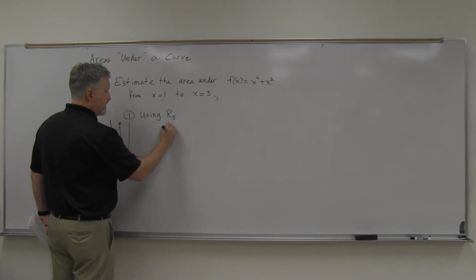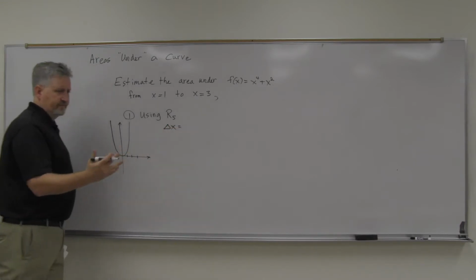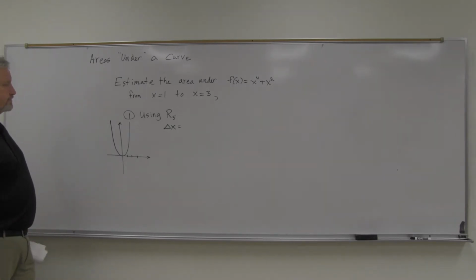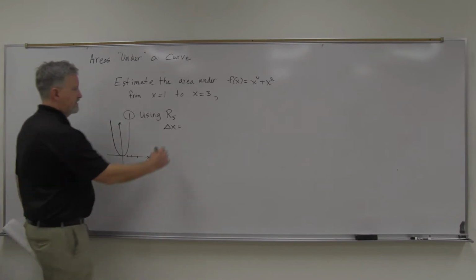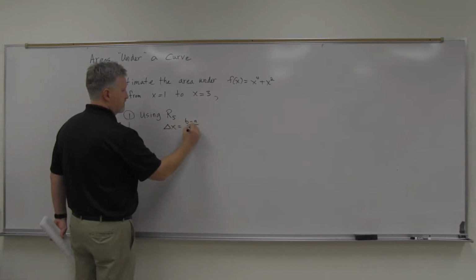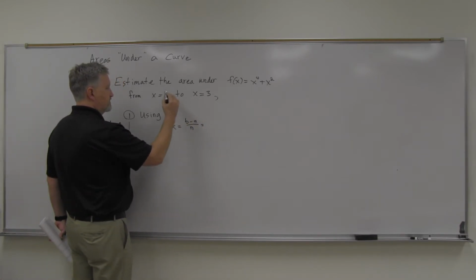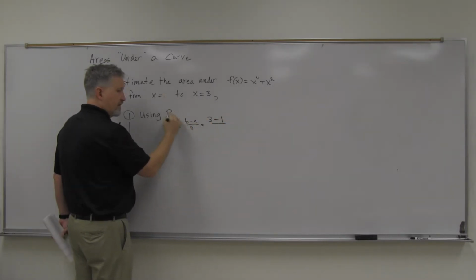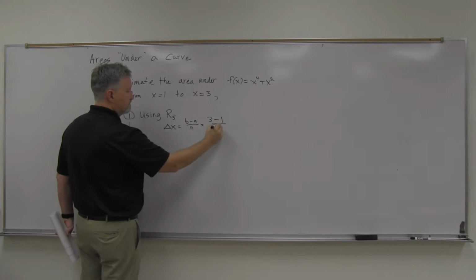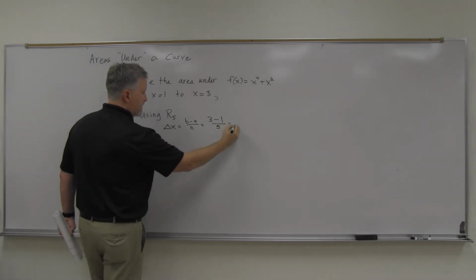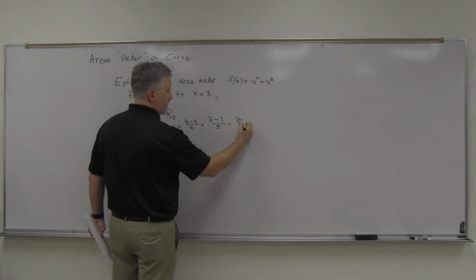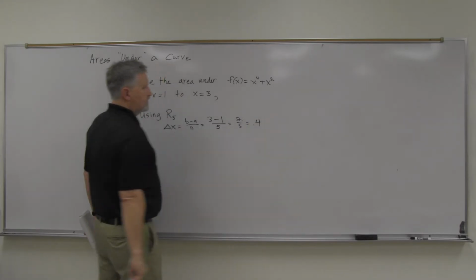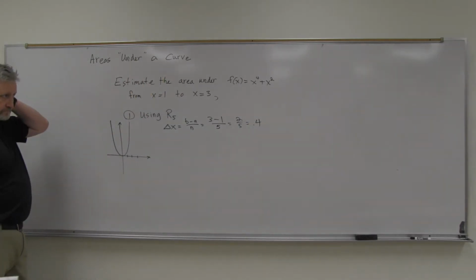All right, first of all, I need to compute my width, delta x, because it's definitely not always the same. What's delta x in this case? Well, delta x is always (b minus a) over n. In this case, b is 3, a is 1, and n is the number of rectangles, R5, so that would be 5 rectangles. So that's 2/5, and let's call it 0.4. Okay?